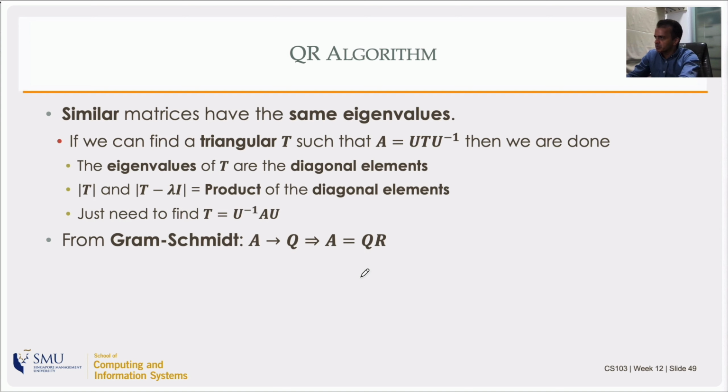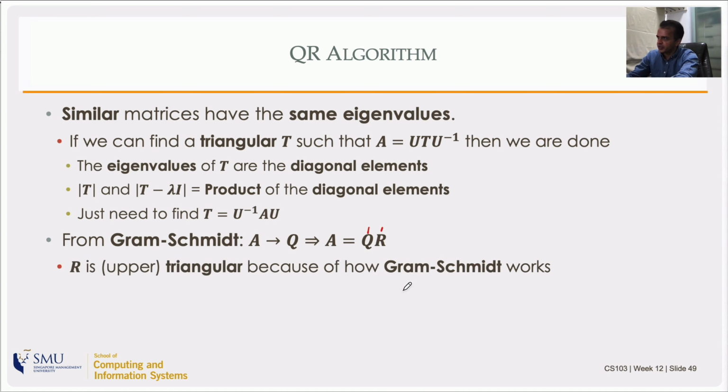So we will start from the Gram-Schmidt process. We will take A and find its orthonormal version, and we will say that A is equal to QR. So once we have Q, it's very easy to compute R, as you know, and we know that R is an upper triangular matrix. So R is just Q inverse A, but Q inverse is just Q transpose.